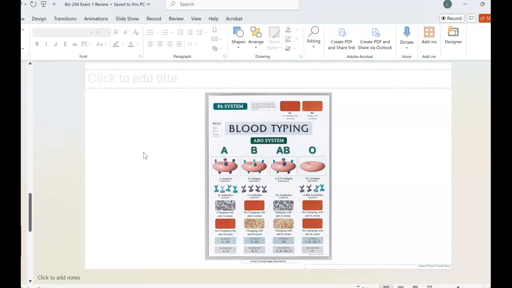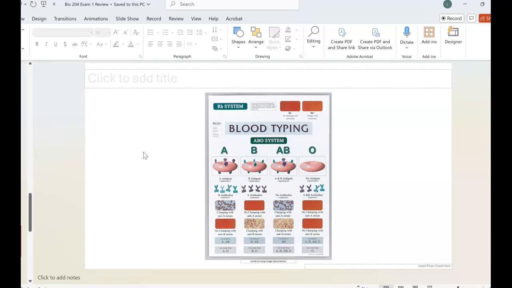The other thing that we talked about was the Rh system. If people are Rh positive, that means that they have the Rh antigen or the D antigen. The Rh actually comes from the rhesus monkeys where it was first discovered. In lab, we were calling it the D antigen. If you're Rh positive, you have those D or Rh antigens on your red blood cell surface. If you are negative, you don't have those antigens.